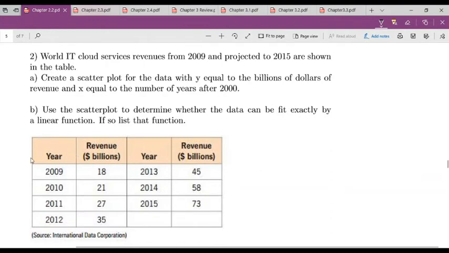Okay, so what we're looking at here, obviously, what it wants you to do is the number of years after 2000. So, year 2009 would be year 9. 2010 would be 10, 11, 12, 13, 14, and 15. Alright. So now all we really got to do is go to the calculator, type this in. We can look at the scatter plot, see if it can be exactly fit by a linear function, and if so, find that function. So let's jump over here to the calculator and do it.